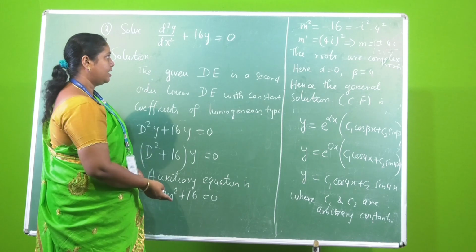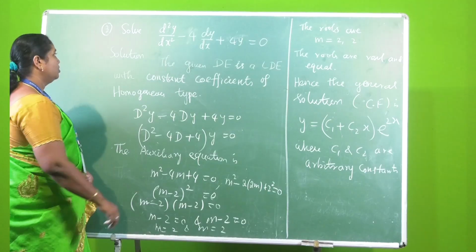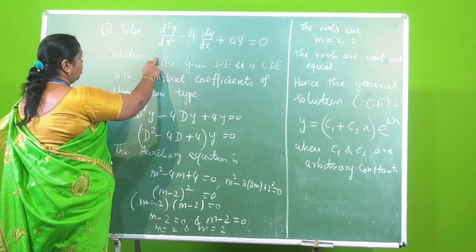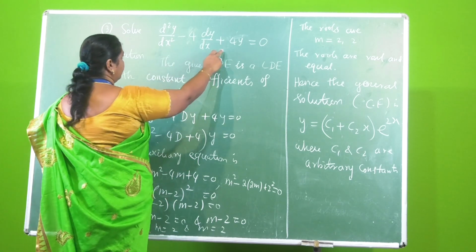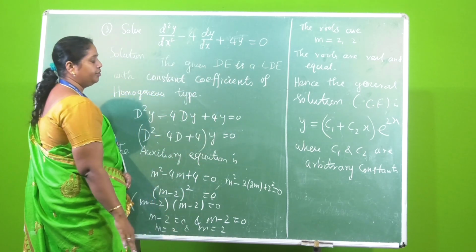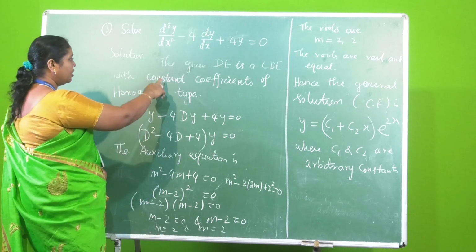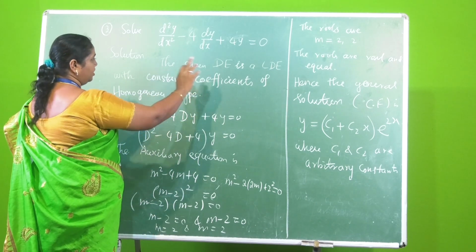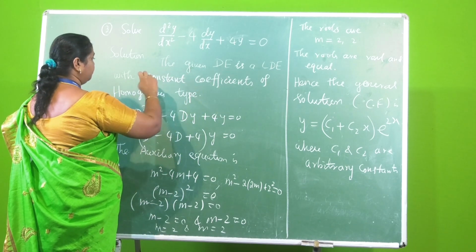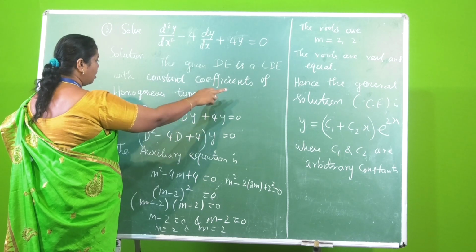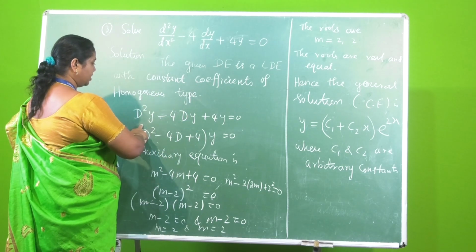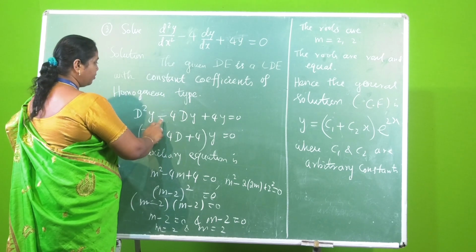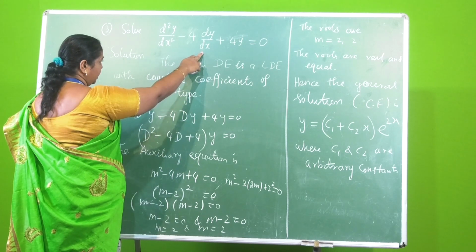So this is another type. Okay. The third problem: solve d square y by dx square minus 4 dy by dx plus 4y equal to 0. Again you have to write that the given differential equation is a linear differential equation with constant coefficients of homogeneous type. Then rewrite the equation as capital D square y minus, here the dy by dx term appears.